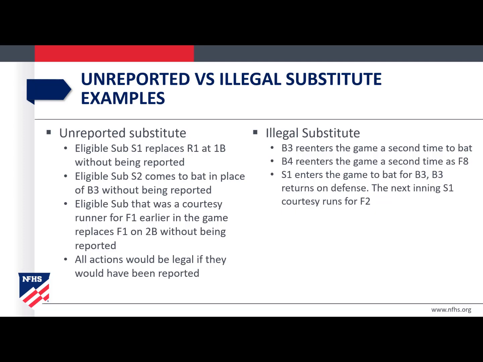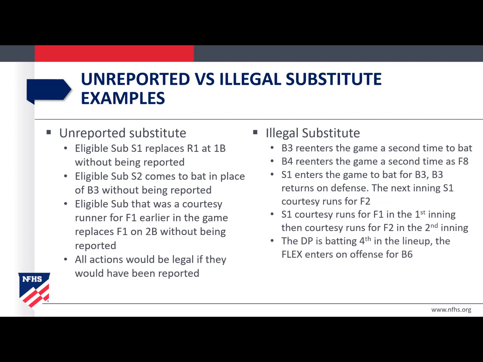The next inning, substitute S1 courtesy runs for F2. Sub 1 courtesy runs for the pitcher in the first inning, then courtesy runs for the catcher in the second inning. The designated player, the DP, is batting fourth in the lineup. The flex enters on offense for the batter in the sixth spot, or B6. All of these actions are illegal, even if they are reported.